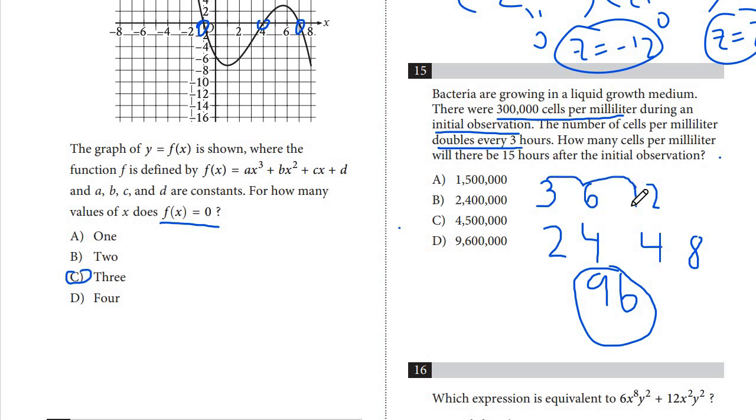1, 2, 3, 4, 5. So we double 5 times every 3 hours. That'll give us 15 hours total, so our answer is going to be D.